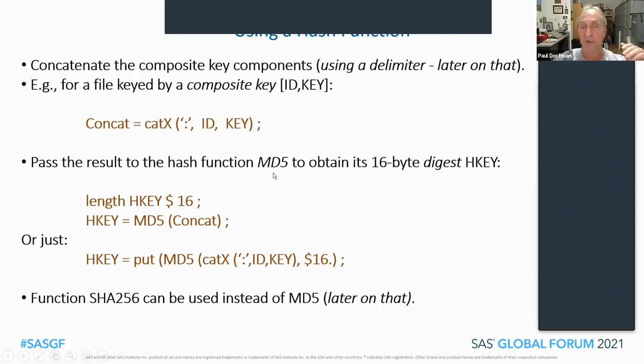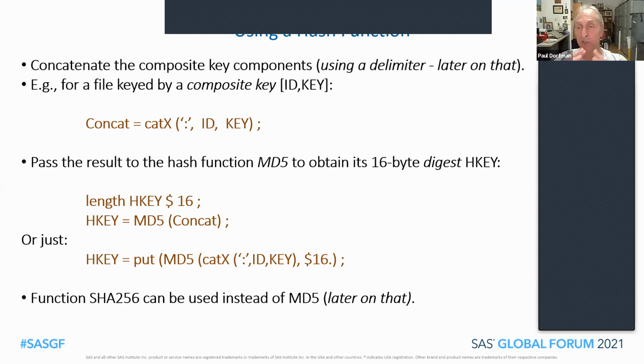And then pass this result to the hash function MD5 and obtain its 16-byte digest, H key. Why MD5, we'll discuss later. It's just one of the SAS hash functions. There are a whole bunch of them now. They're all rendered now through the function called hashing. MD5 is historically the first one, the simplest one, and the quickest one to execute, one of the reasons to choose it.